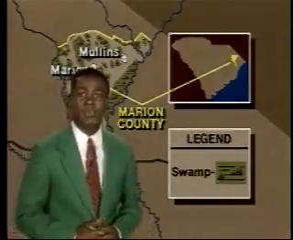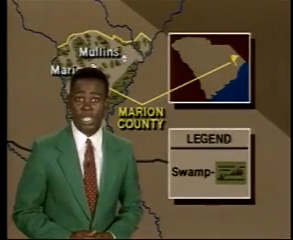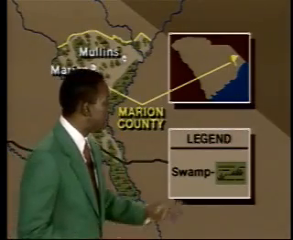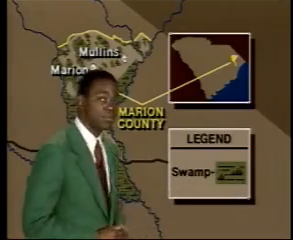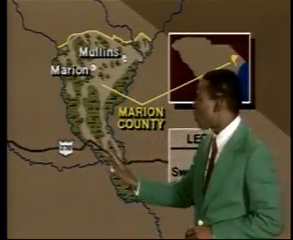South Carolina contains many square miles of swampland. A swamp is land that supports vegetation and is generally covered with water most of the time. On a map, this symbol indicates a swamp. Here we have a map of Marion County. Notice how much of it is covered with swampland.